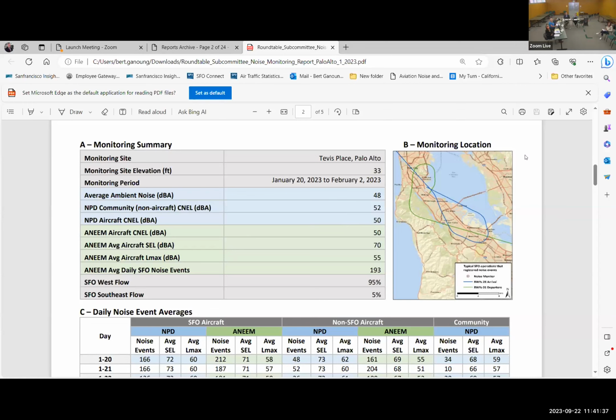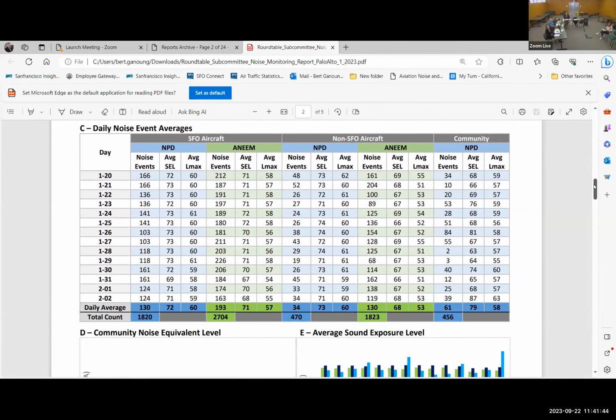Some of these sites were able to see a decrease in the CNEL from NPD to NEEM, and the noise events went up. We figured that NEEM's better at matching, but in this particular one, we look at the SFO aircraft. Here we see 166 attributed under NPD, and we see 212 under NEEM.